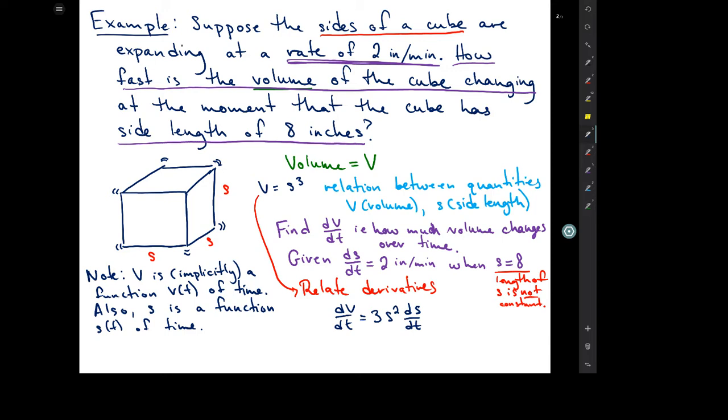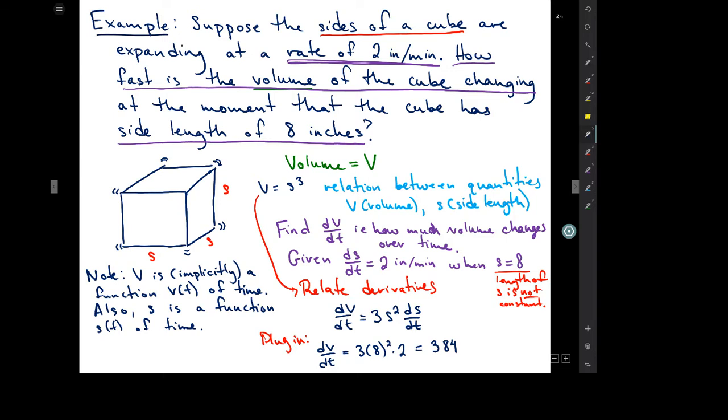So now we're pretty much done with the hard parts of this problem. We know what we want to find. We want to find dV/dt. We're given ds/dt. We're given that we want dV/dt when s is 8. So we're given ds/dt, and we know what quantity we want to use for s. All we have to do is plug in. So now we plug in, and we have that dV/dt is 3 times 8 squared times 2, which comes out to 384.